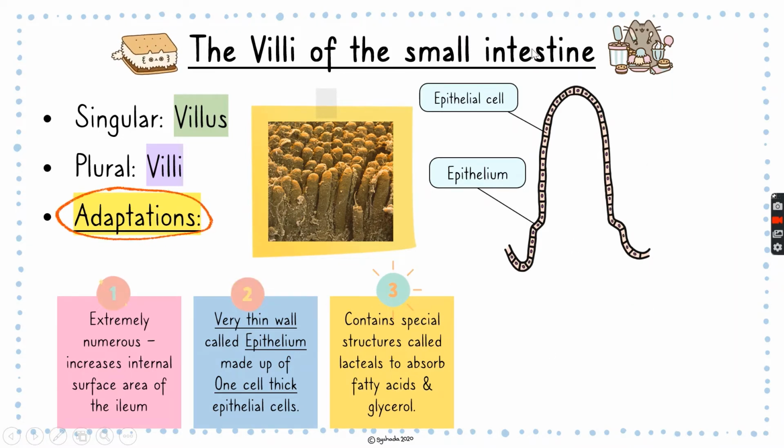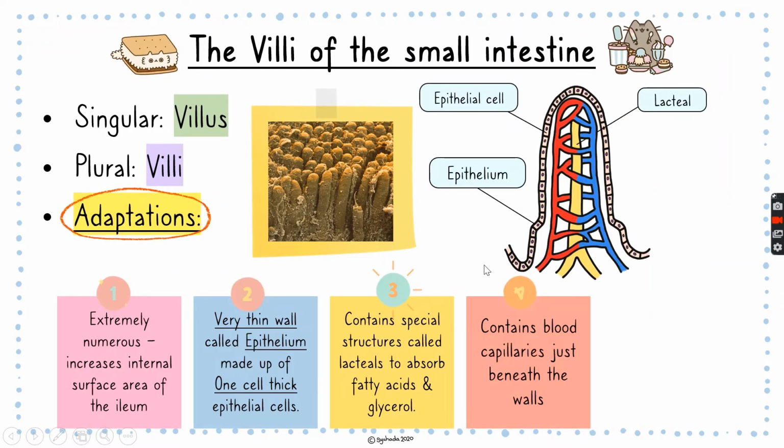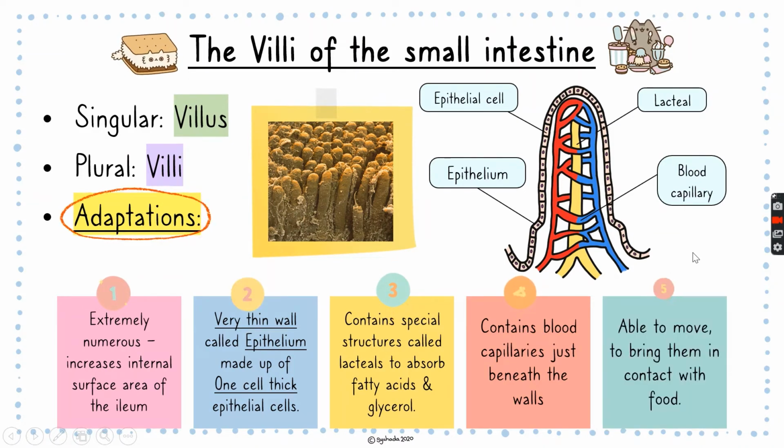This villus right here contains special structures called lacteals that absorb fatty acids and glycerol. And another thing is that they also have blood capillaries surrounding the lacteal and actually inside each villus. So this blood capillary is important for transport of substances to all parts of your body. And the fifth is actually each of these guys right here, they can move. So they are able to bring themselves in contact with the food so that they can absorb them even faster.